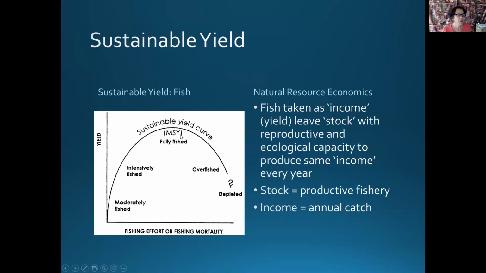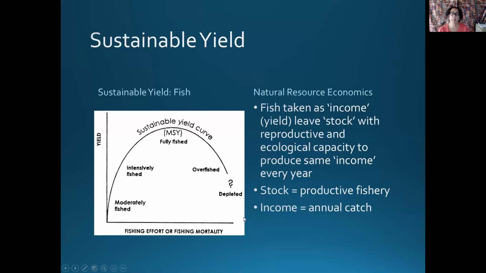There's a level at which that fish stock, which is just a group of fish, is what's called fully fished. And the reason it's called fully fished is because if you fish more than that, your yield will start to decrease per unit effort. It will also decrease over time. If you take too many fish past what is sustainable yield, like if you're down here in overfishing, the next year your yield will be lower, up to a depleted fish stock and a complete population crash.